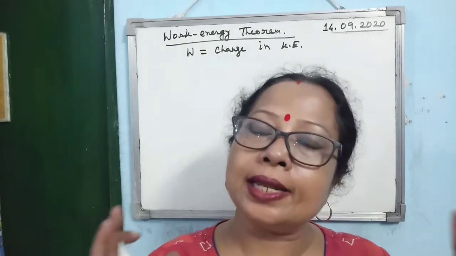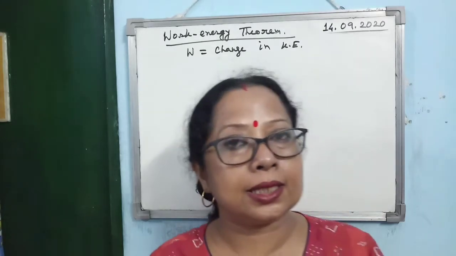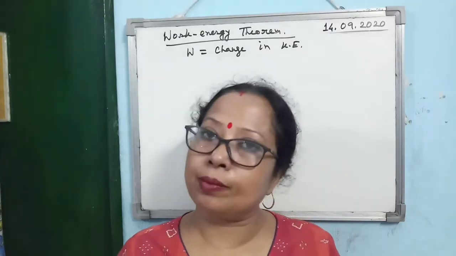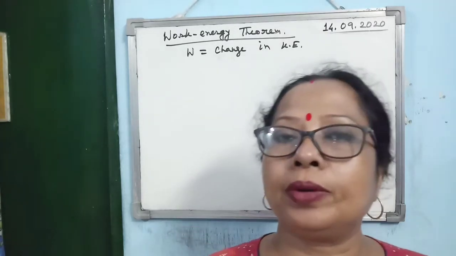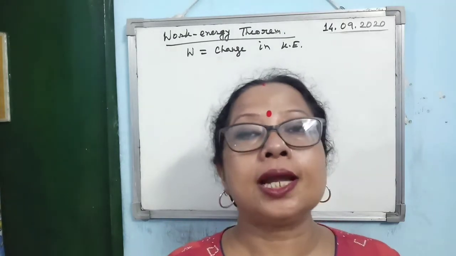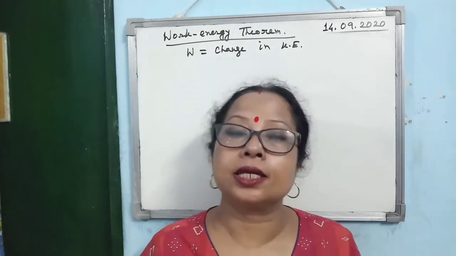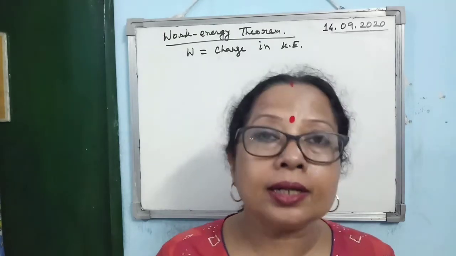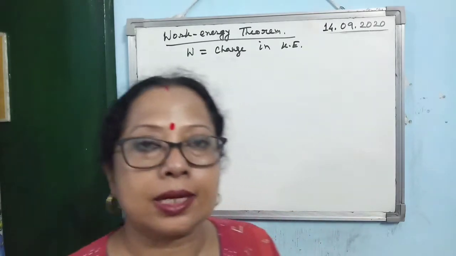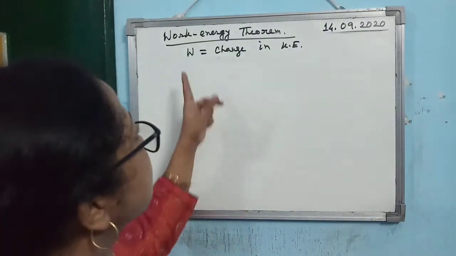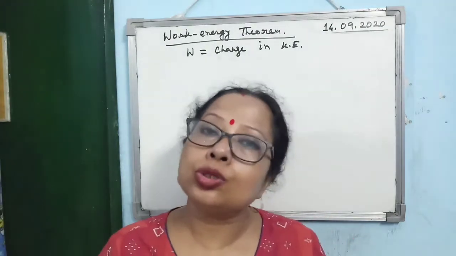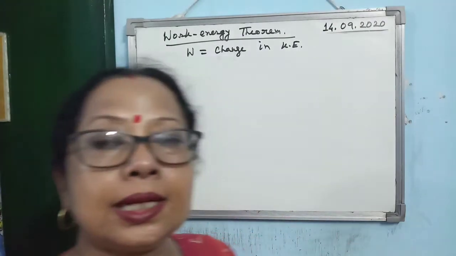If it is only kinetic energy changing, then it will be change in kinetic energy. If only potential energy is changing, then kinetic energy is remaining constant. In that case work done will be equal to change in potential energy. And if both potential and kinetic energy change, in that case according to Work-Energy Theorem, work done is equal to change in total energy of the system. But in this particular case we are considering that potential energy is remaining constant, so work done is equal to change in kinetic energy.